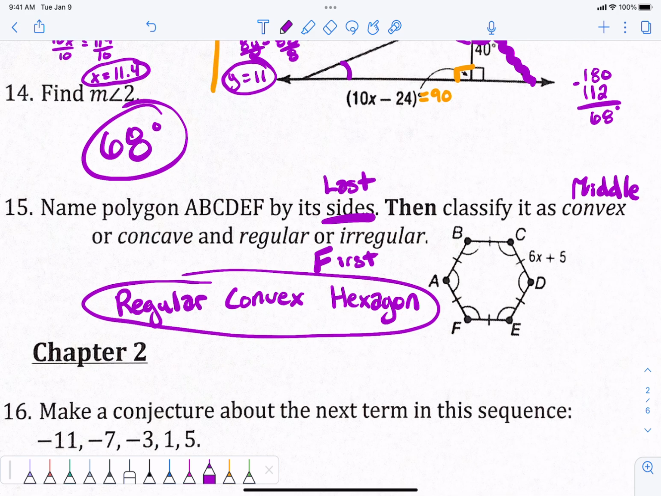Like triangle, quadrilateral, pentagon, hexagon, heptagon, octagon, nonagon, decagon. Hendecagon, I won't give you that. And dodecagon is 12. Okay, good? Can I see your notes? All right, I'm going to pause the video. 5 and 6.